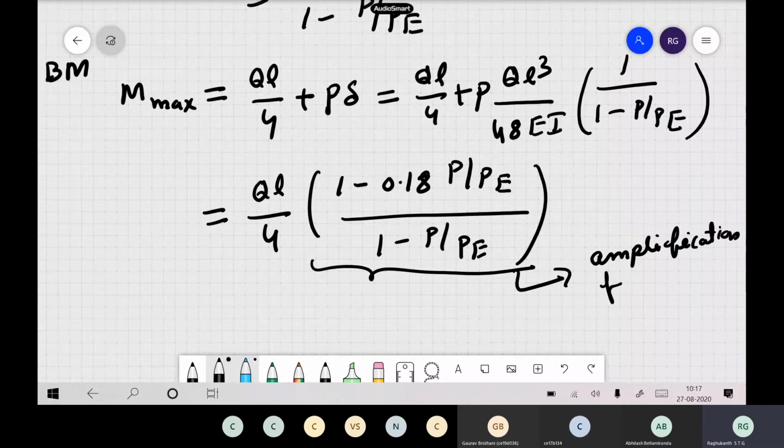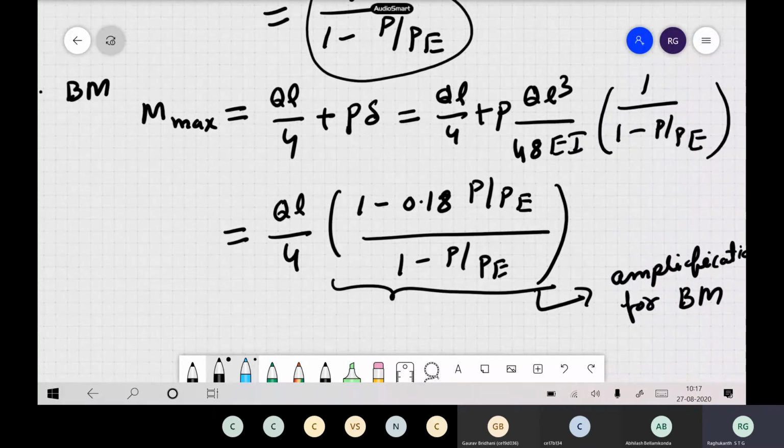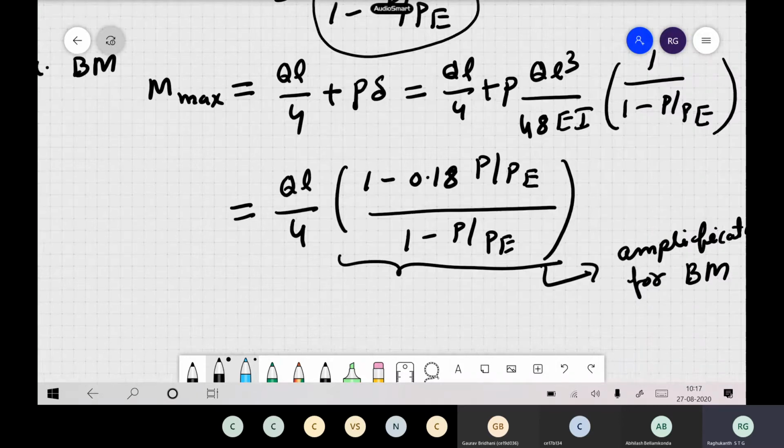You followed it for bending moment. So this is an amplification factor for bending moment, and this is your amplification factor for deflection. This is how we obtain the maximum value, the amplification factors for deflection as well as for bending moment due to a concentrated load. Now there are some interesting things here.